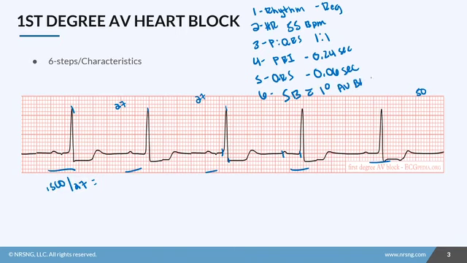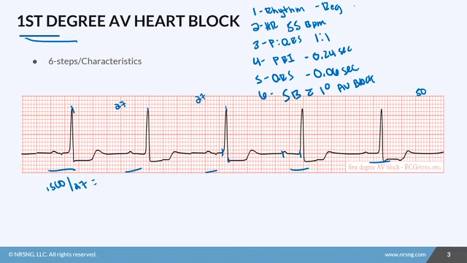Now, if my rhythm was to be regular, then I would have sinus rhythm with first-degree AV heart block. These are all the characteristics of a sinus bradycardia, and so you always just got to know your underlying rhythm. So let's go ahead and recap a little bit about the characteristics of first-degree AV block.